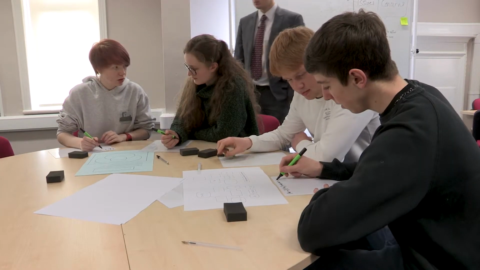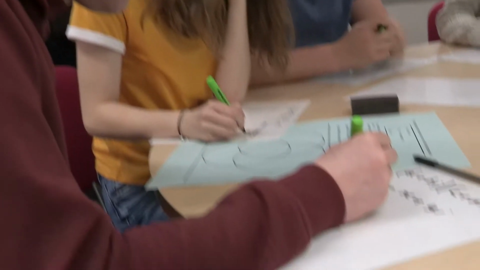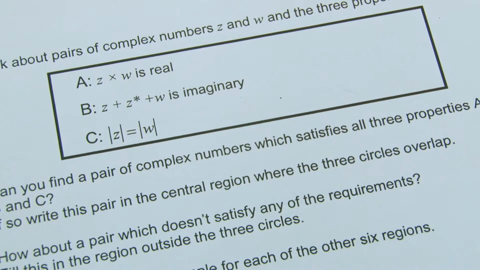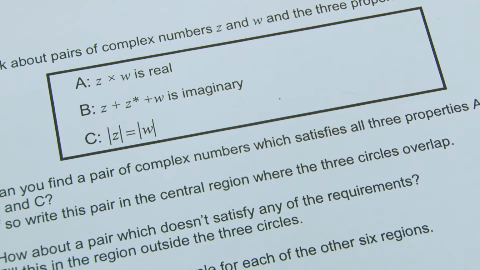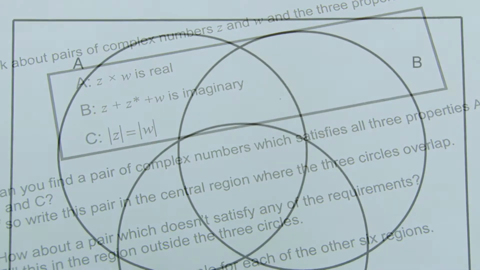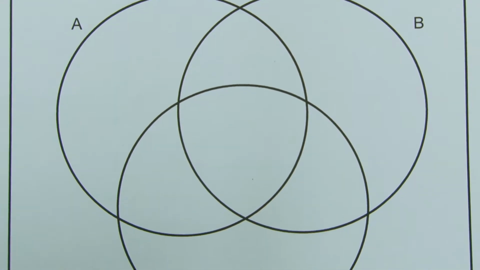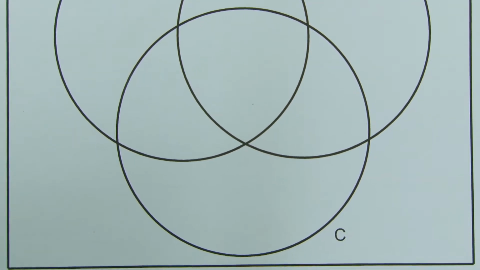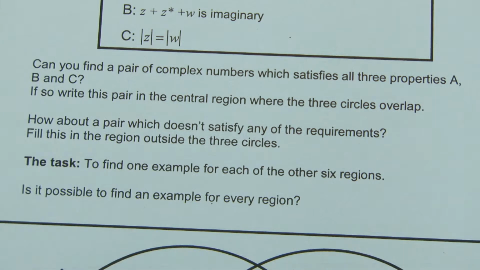These students studying further mathematics are taking part in an activity to help deepen their understanding of complex numbers. The activity involves categorizing complex numbers according to their properties. The properties labelled here, A, B and C, are set out in a Venn diagram. Their task is to find pairs of complex numbers that satisfy each region. The students are given no further instruction other than what is written on the sheet.